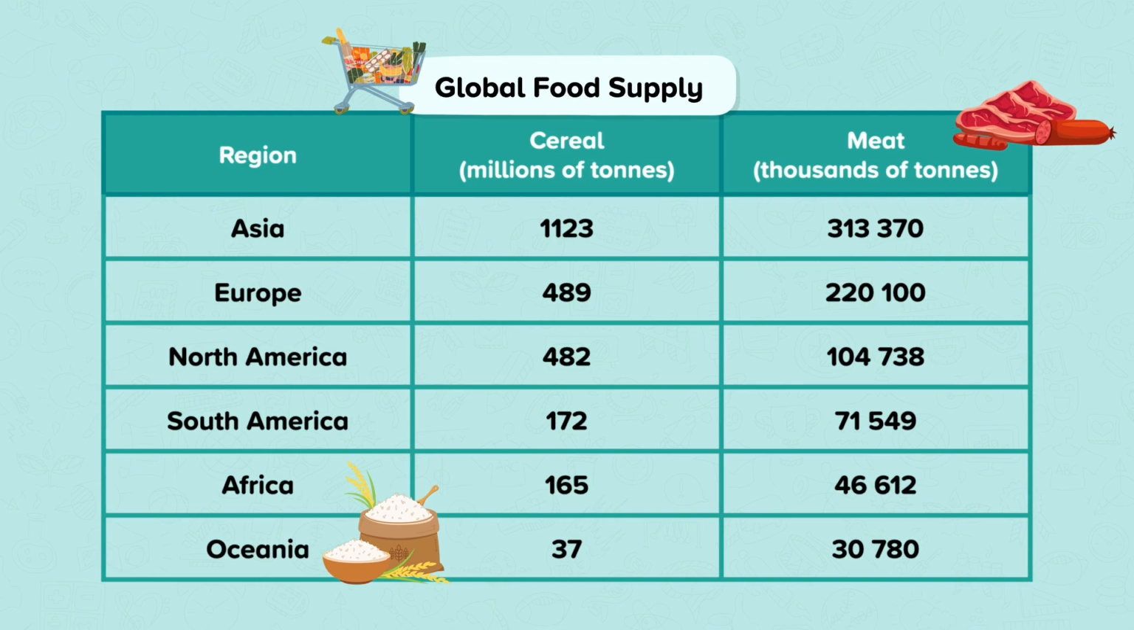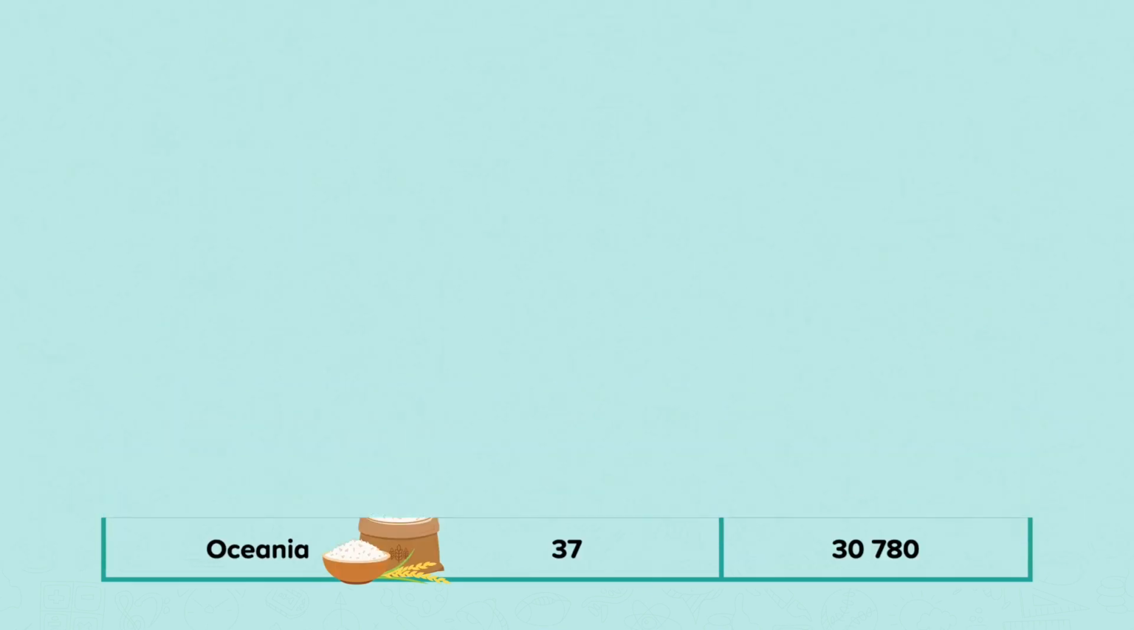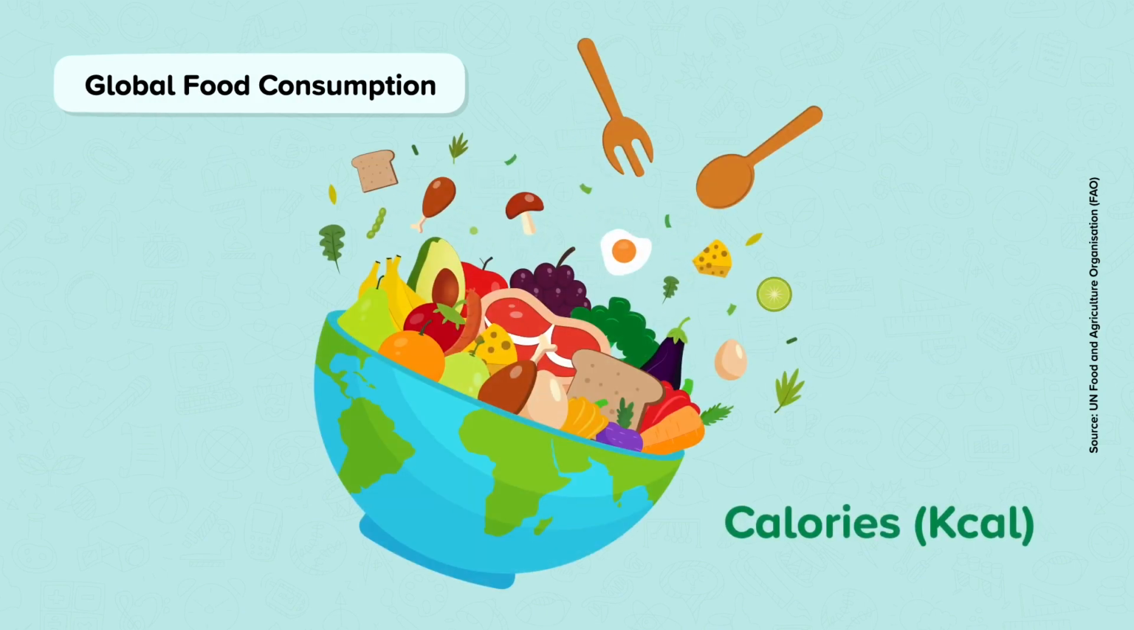Patterns of global food consumption also vary across the world. This can be measured in kilocalories. If food was distributed evenly, there would be enough for everyone to receive around 2,980 kilocalories per day. This is plenty for a healthy life.